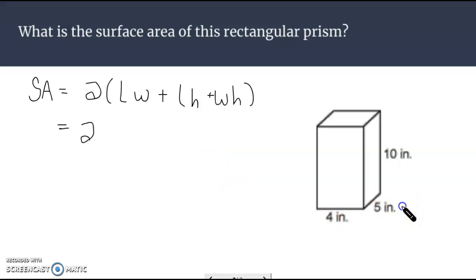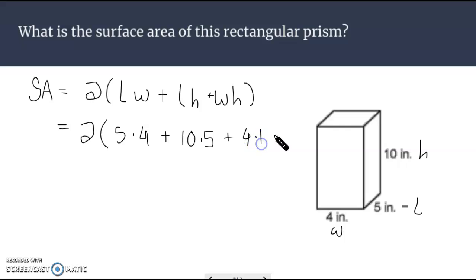And we can say, let's say the length is 5, the width is 4, and the height is 10. Alright, so we're going to have 5 times 4 plus 10 times 5, length times height, plus width times height, 4 times 10. Notice that because of the commutative property of multiplication, it doesn't matter what order you multiply them in, or even add them for that matter.